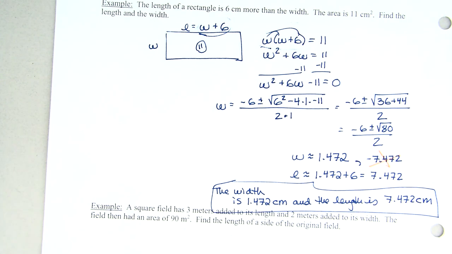There was one more example in the packet. We're not going to worry about that. You're going to see area problems like the two that we just looked at. And if the number under the root is not a perfect square, give me decimal answers.